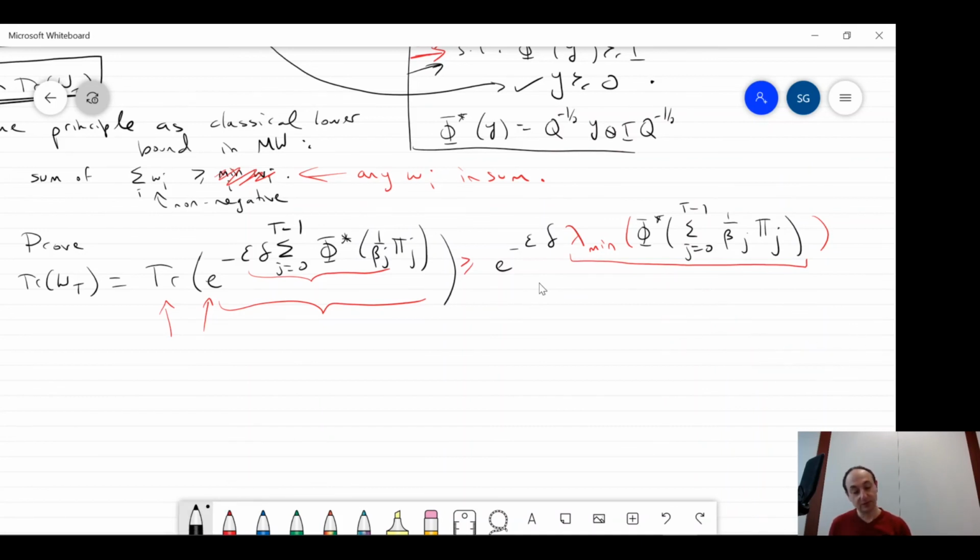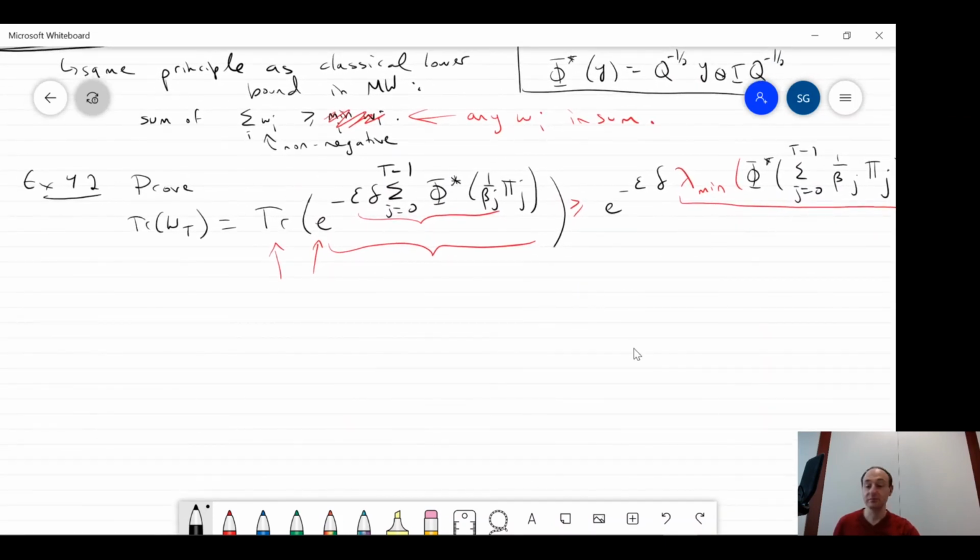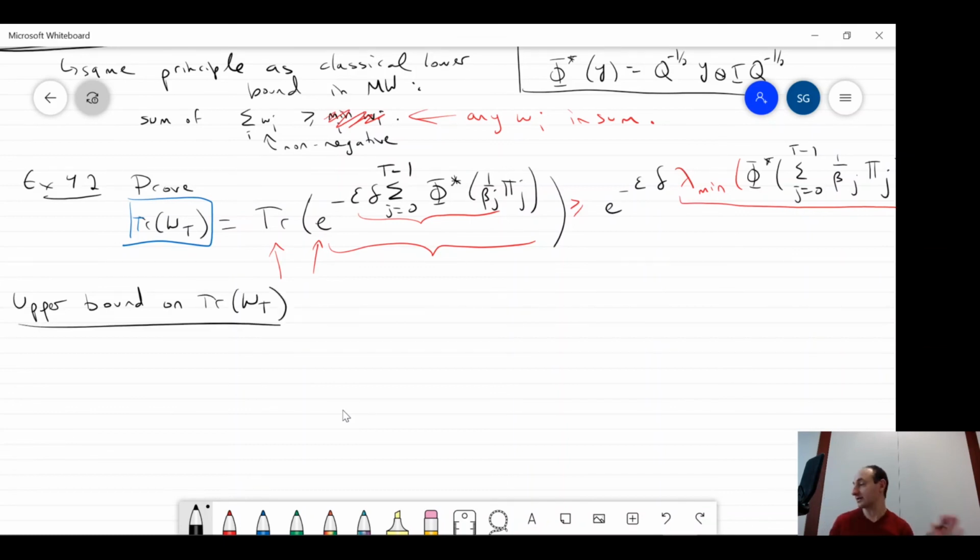Okay, good. So that's where this claim comes from. Again, that's an exercise. I've more or less sketched the proof, but I leave it to you to really sit down and think about it. So that gives us a lower bound on this expression here. But we didn't want just the lower bound, we also wanted an upper bound. So let's do that. Upper bound on the trace of WT. This is just like classical MW analysis, okay?